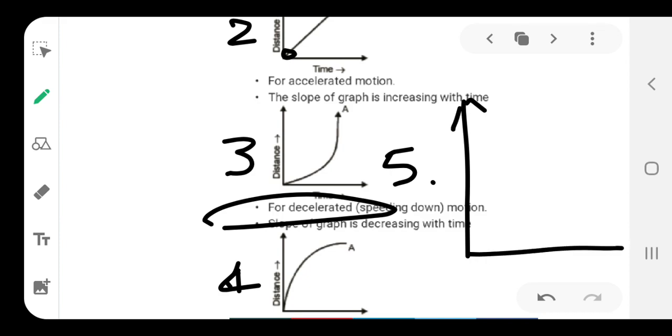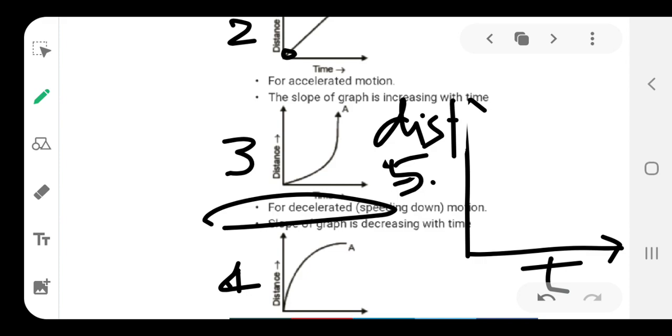Say this is the distance, this is the time, as I have told you. Distance, or we can call it position, is on the y axis. Sometimes you can also find a graph which is shown like this. This is A, this is B. Now, what can you predict about that?